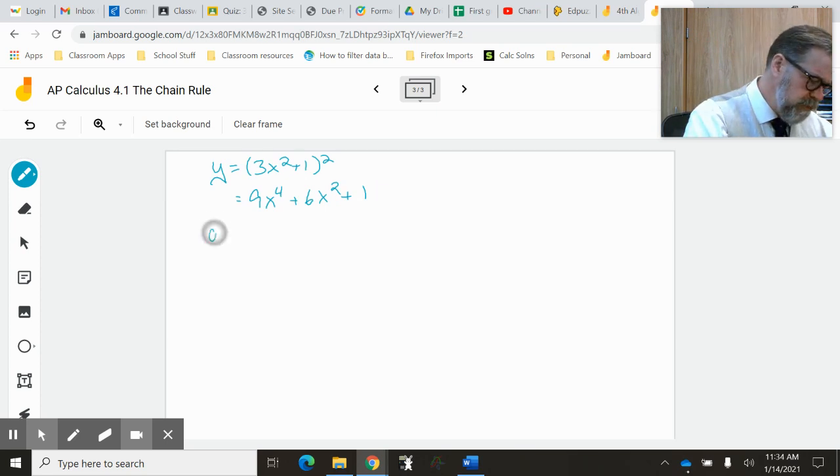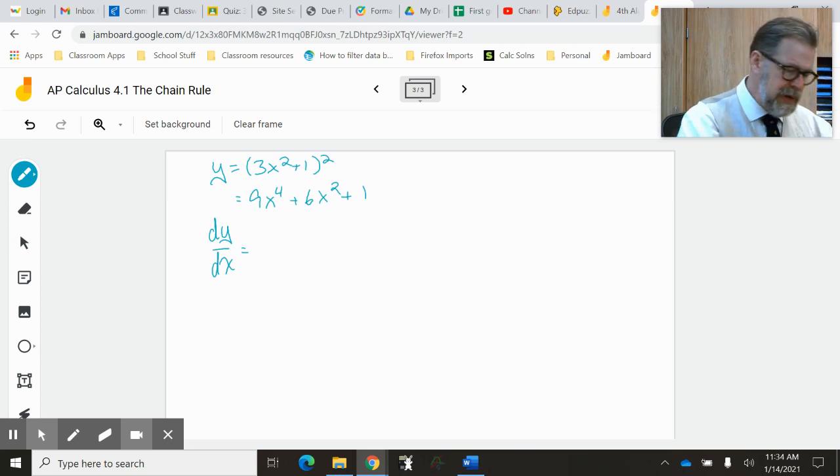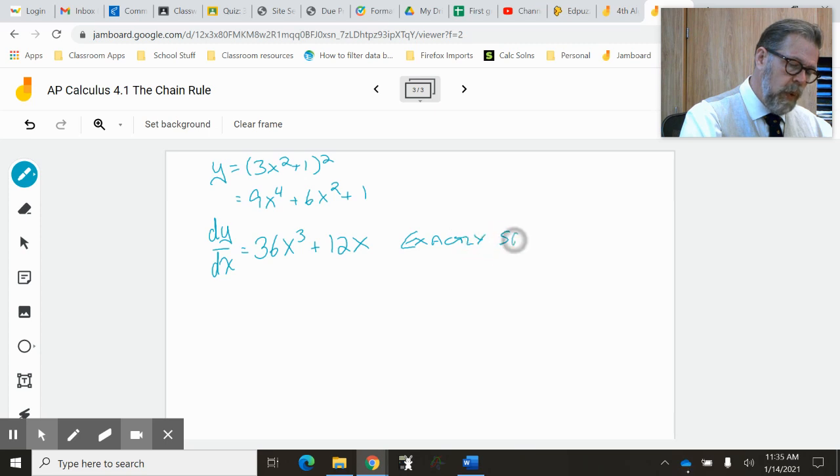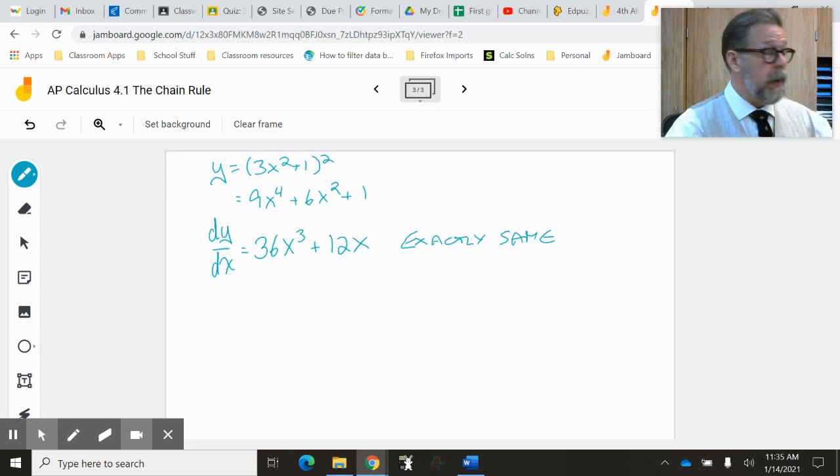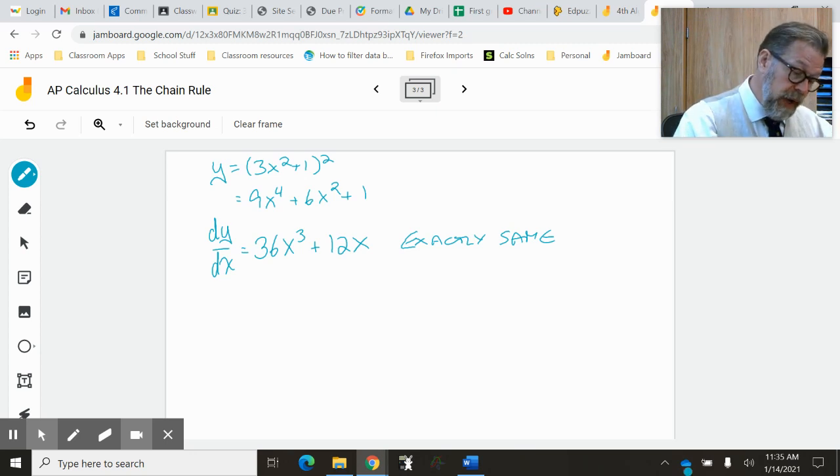Of course, using all of my rules from chapter 3, I can just use the power rule, bring down the 4. 9 times 4 is 36. Reduce the power by 1. Bring down the 2. 2 times 6 is 12. Reduce the power by 1. The derivative of 1 is 0 because it's a constant. And wow, this is exactly the same as what we got on the previous page when we used our new idea of composite functions. All right, so go ahead and do exercise 5.